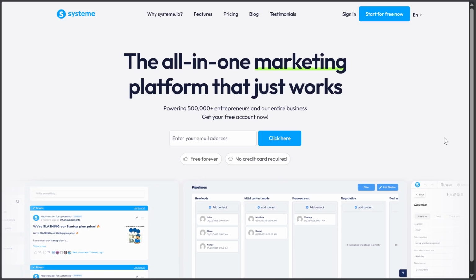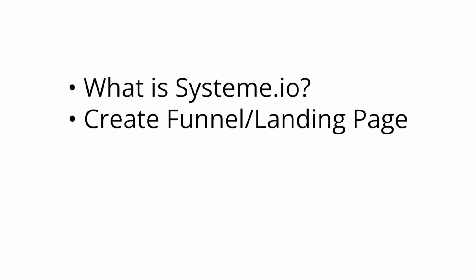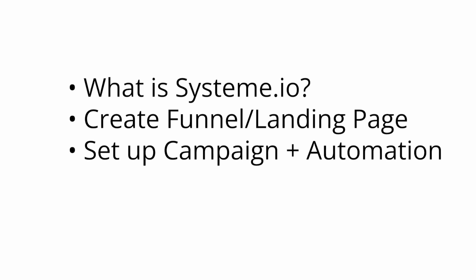Okay, so we're going to move fast through this. We're going to talk about what is System.io, creating a funnel and landing page, set up the email campaign and automation, and test it out.